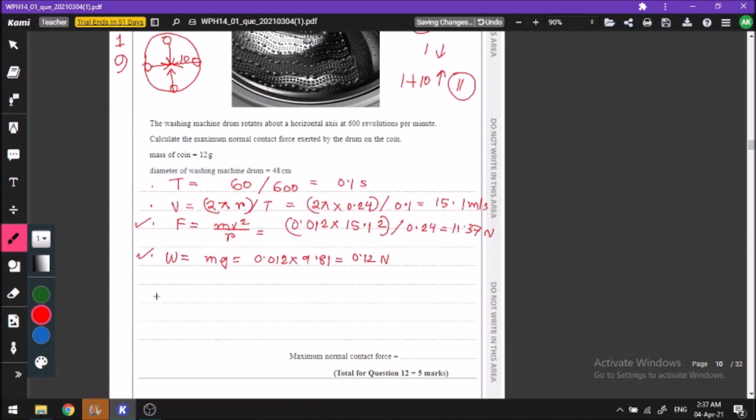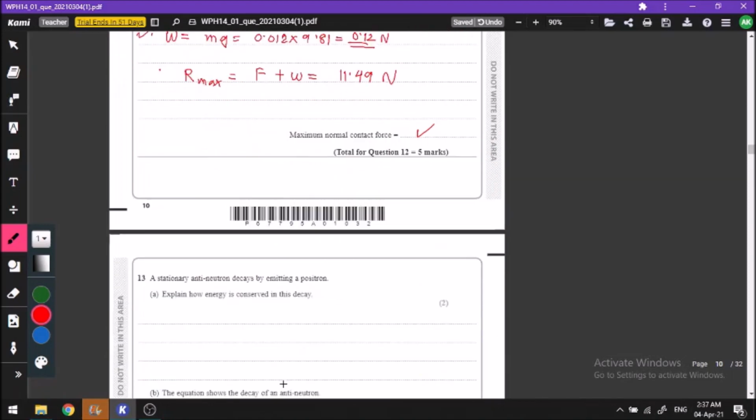Now finally, the maximum normal reaction force, R max, should be equal to the actual centripetal force that you need plus the weight. If you don't understand why I'm adding the centripetal force and the weight, please rewind and see this part that I explained over here, and that should give you a final answer of 11.49 newtons, adding the weight and the centripetal force. And once again, write this answer over here, and don't forget to write the units.